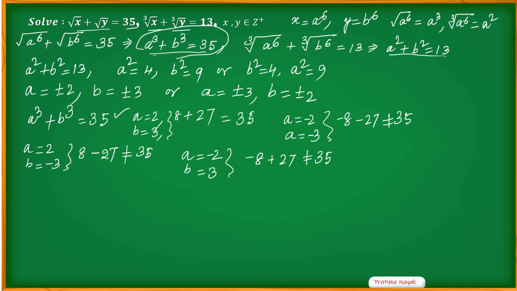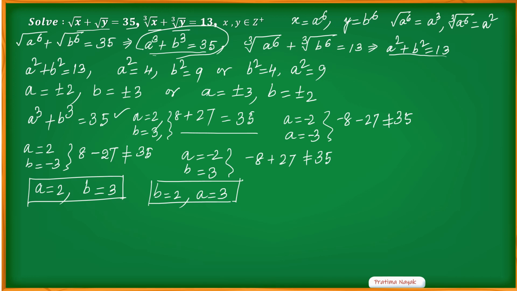So the option is this: a is 2 and b is equal to 3. Or it can be 3 and 2 also, because it is symmetrical: b is equal to 2 and a is equal to 3. So what about x now? x is equal to 2 to the power 6, because it is a to the power 6, and y is equal to 3 to the power 6. So x is equal to 2 to the power 6, which is 64, and y is 3 to the power 6, which is 729. 3 times 3 times 3 times 3 times 3 times 3 gives 729, and 2 multiplied 6 times is 64.